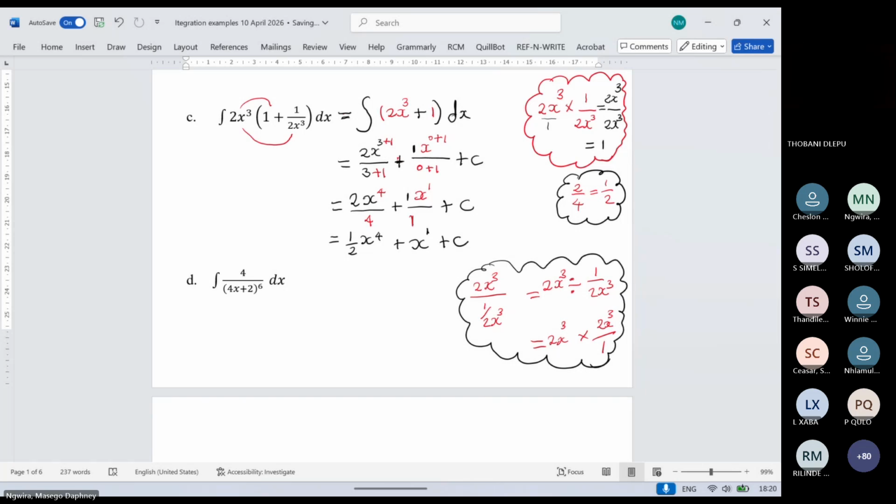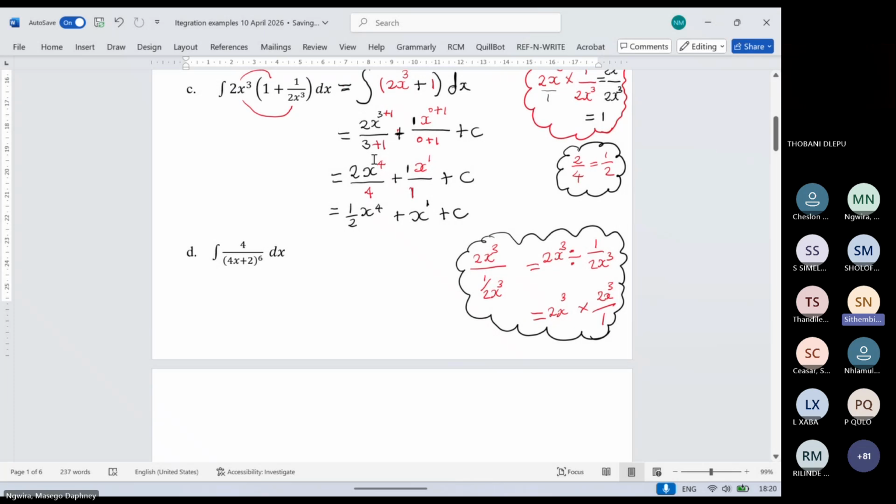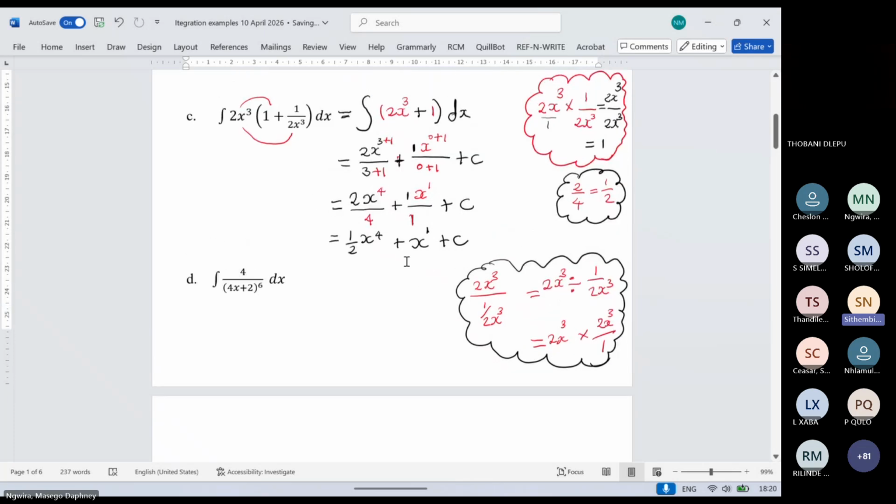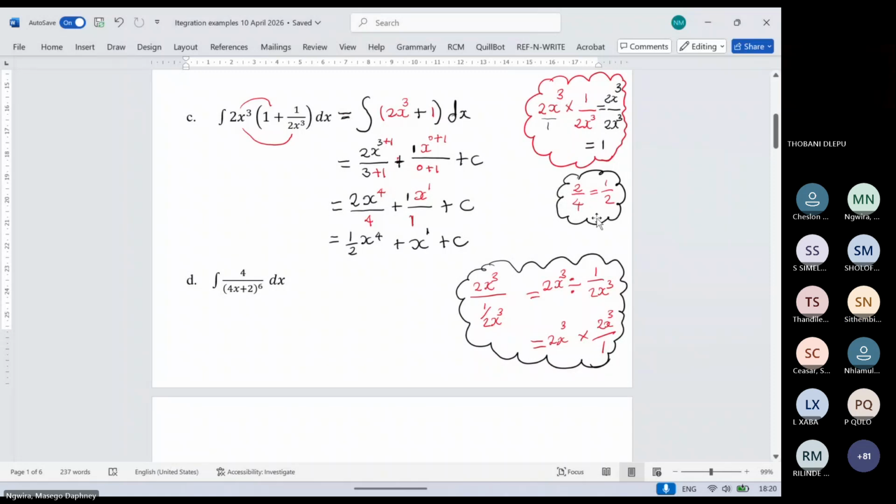Sorry, ma'am, before we move to question D, just quickly at the top by C still. I saw that you said 2 over 4 equals 1 over 2. So for example, if it was 4 over 4 or 3 over 4, would it still be the same? 4 over 4 is 1. You can use your calculator. We are simplifying it further.